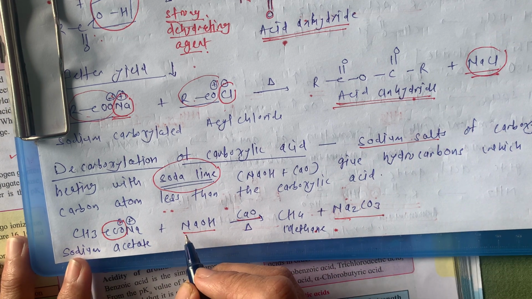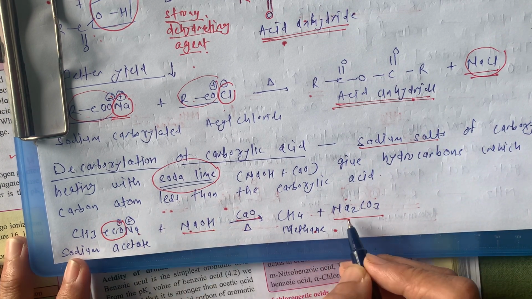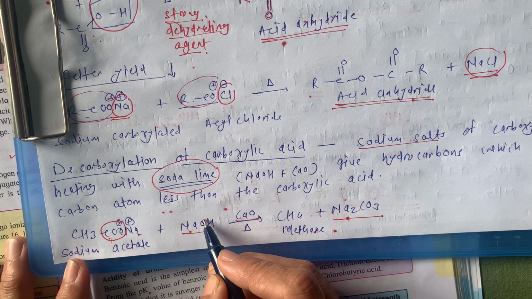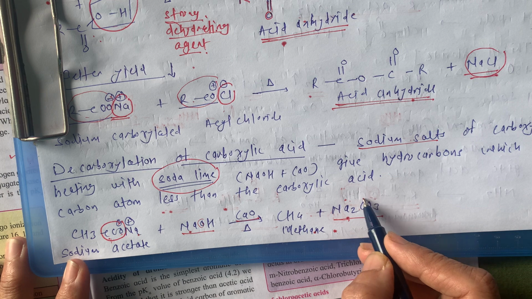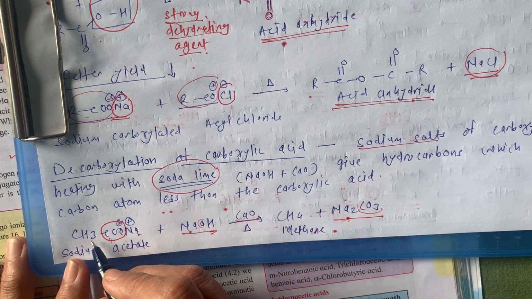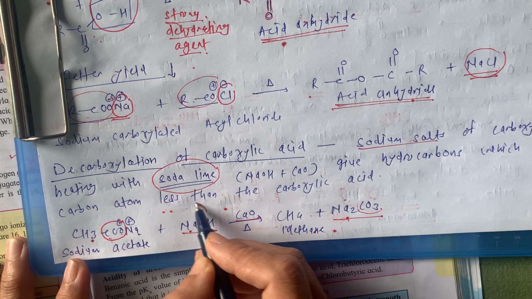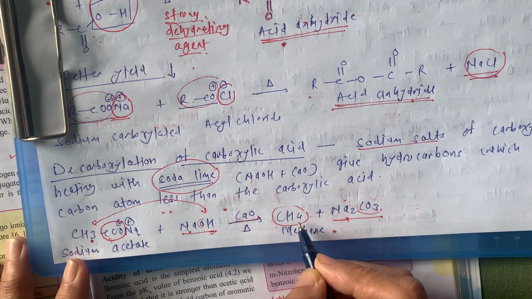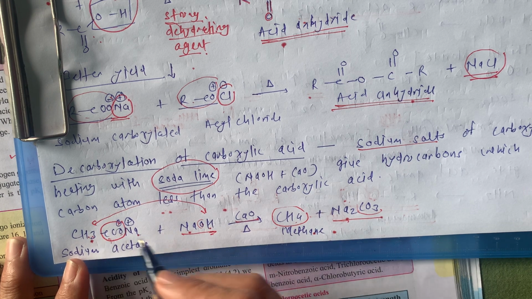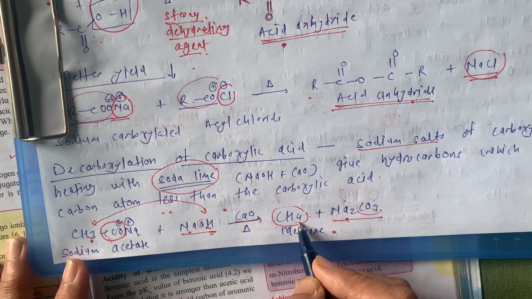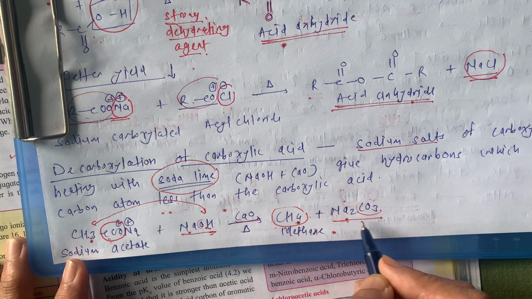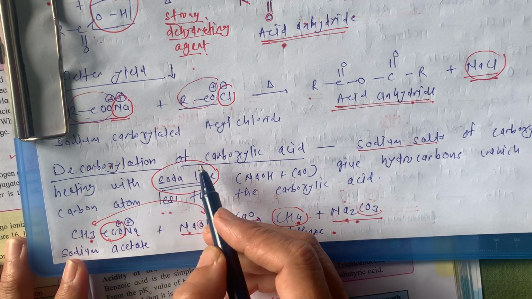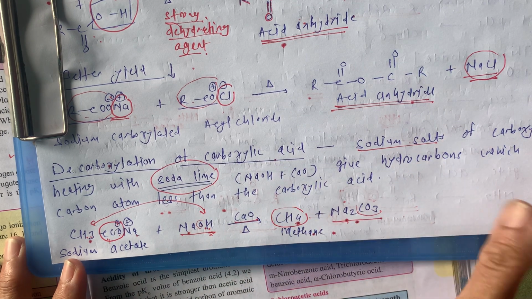How will we get this byproduct? This is Na2. This carbon has two oxygens, and here there is one more oxygen, so there is CO3, and this H is going to attach over here to this CH3. There is an attachment between these, and there is formation of CH4, CH3H. So there is formation of CH4, and the byproduct is Na2CO3. This is decarboxylation of carboxylic acid.